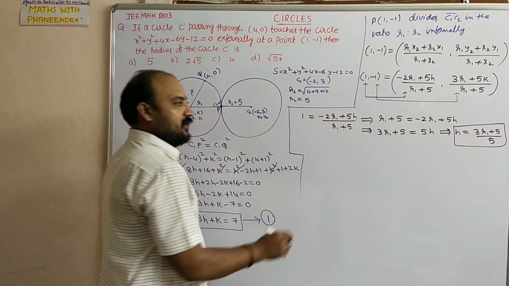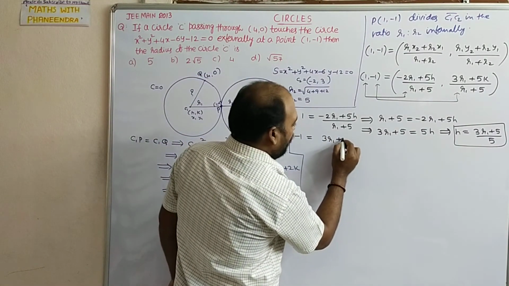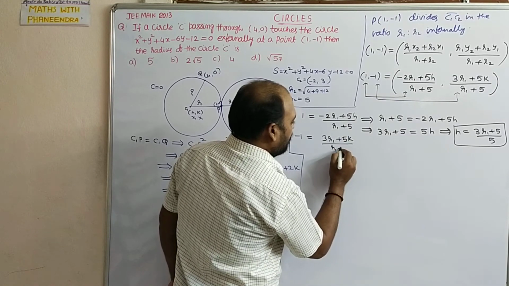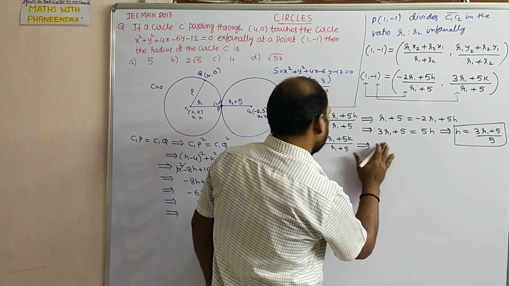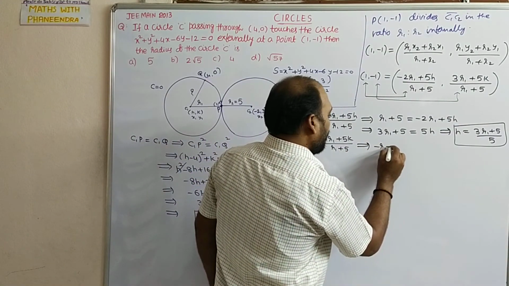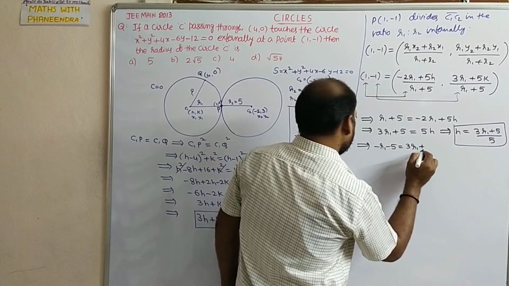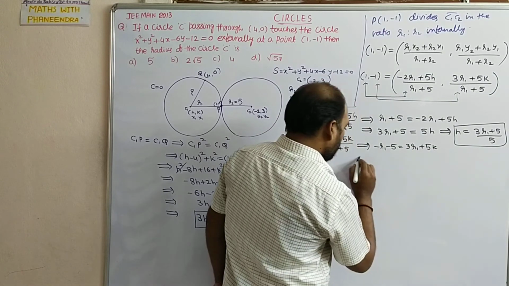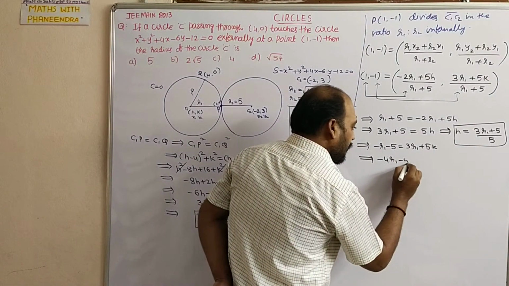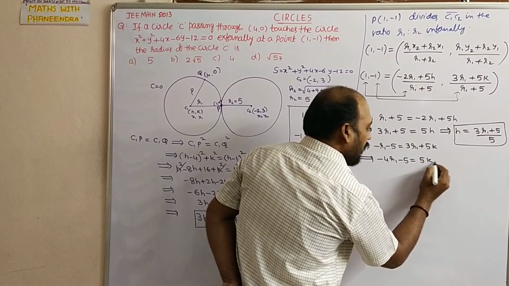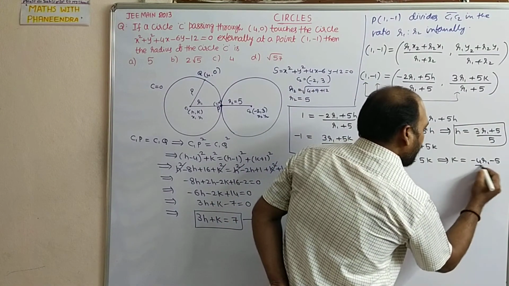Similarly, k value also we need to get. So minus 1 is equal to 3 R1 plus 5k divided by R1 plus 5. So cross multiply directly with minus 1. So you will get minus R1 minus 5 equal to 3 R1 plus 5k. So that implies 3 R1 we can take this side. Minus 4 R1 directly I am writing, minus 5 equal to 5k. So k equal to minus 4 R1 minus 5 divided by 5.